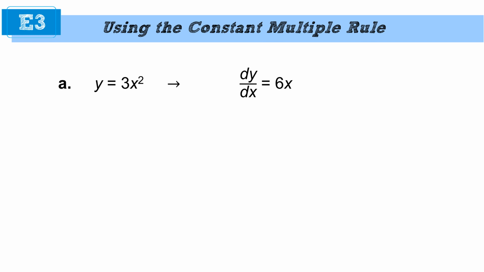Notice what happens to the degree of the equation when you take the derivative. What does happen? It goes down. Okay. So we went from a quadratic to a linear. What's the derivative of 6x? 0. No. It'd just be 6.